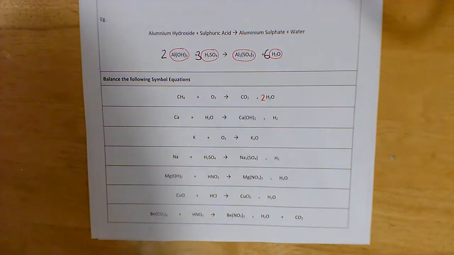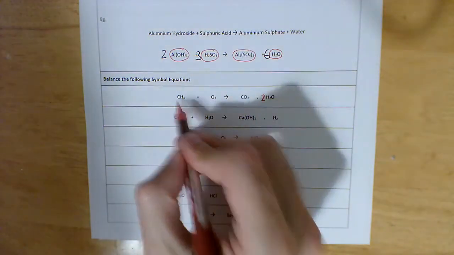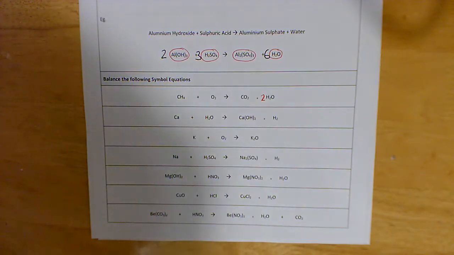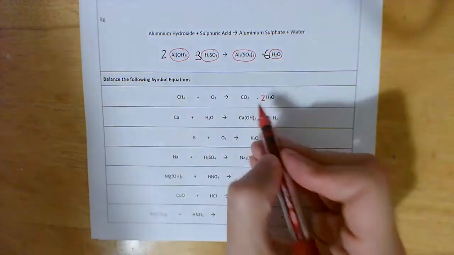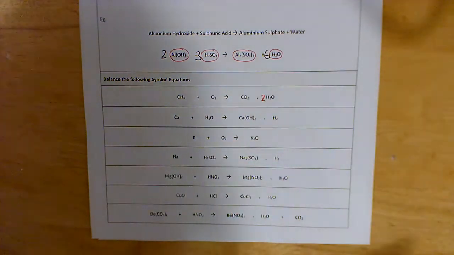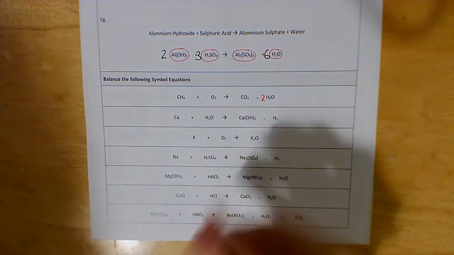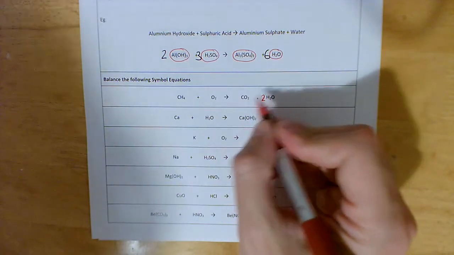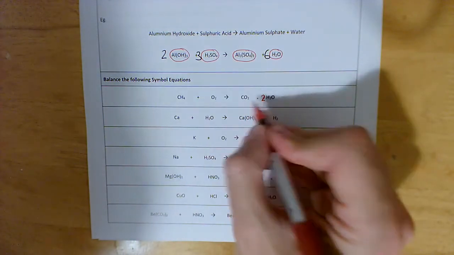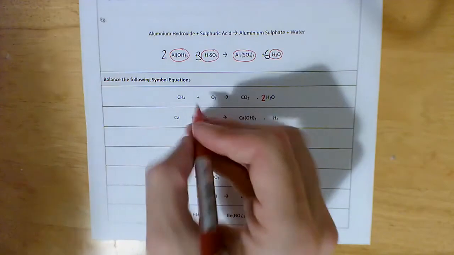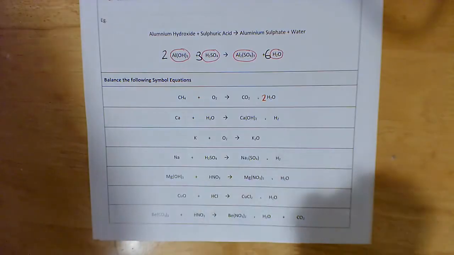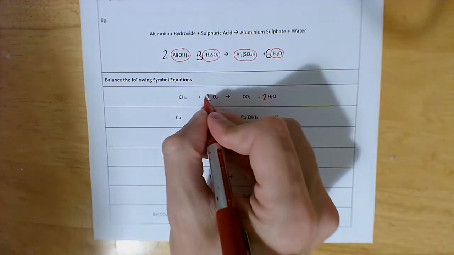It's that simple. So how many carbons do you have? That tells you how many carbon dioxides you need. How many hydrogens do you have? You need half as many water molecules. And then you've just got to add up all of the oxygens on the right. So I've got 2 plus 2 is 4. So how many O2s do I need to get 4? I need 2 of them.